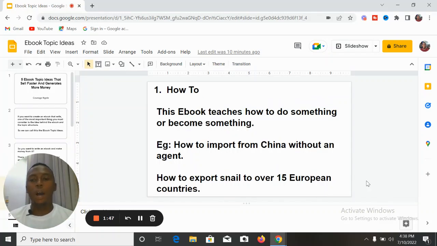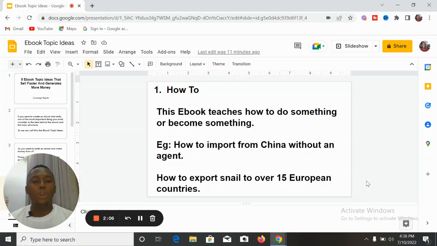So the first one is the how-to titles, the how-to topics. Okay, so this ebook structure teaches you how to do something or become something. Okay, even if you are something, it can even teach you how to become something more or how to do something in a different way.